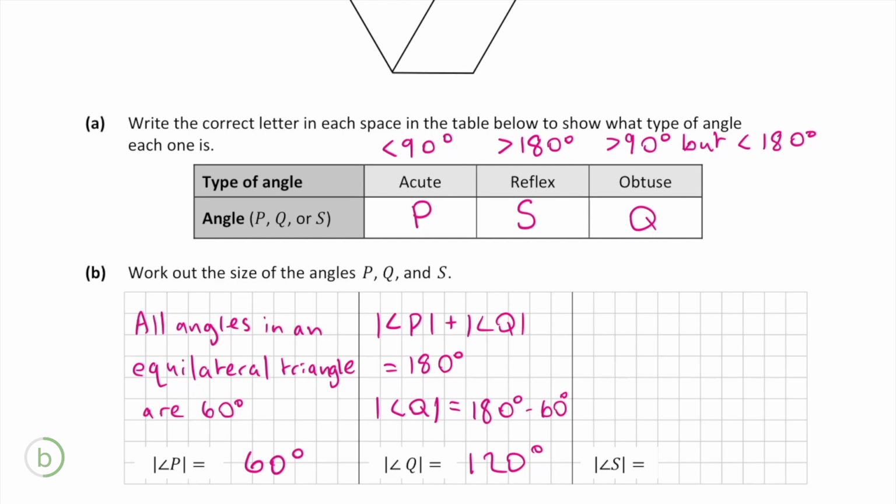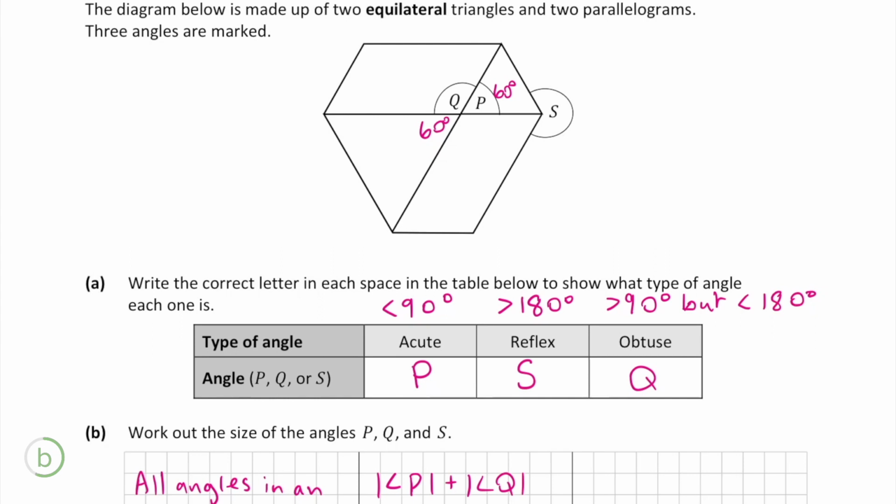Finally, the last angle that we need to find is the size of the angle S, which is the most tricky one by far. Looking at our diagram, we already worked out that P is 60 degrees, and that means this angle opposite it is also 60 degrees, because it's a vertically opposite angle. And that means that this angle here, in the top right of the parallelogram, is also 60 degrees, because these two angles are corresponding. So now we know that these two angles here are both 60 degrees, because one is in an equilateral triangle and we worked out the other one by geometry.